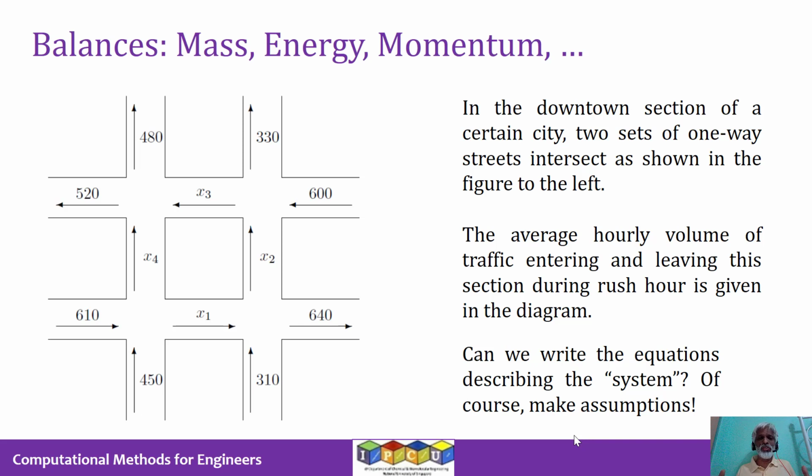For a majority of this course, we will focus on first principles modeling and the solutions of models that come via the application of mass, energy, and momentum balances for chemical, environmental, and biological systems. So to begin with, we will look at a problem involving traffic flow in the downtown section of a certain city. So in this city, which is shown as a schematic here, we have two sets of roads.